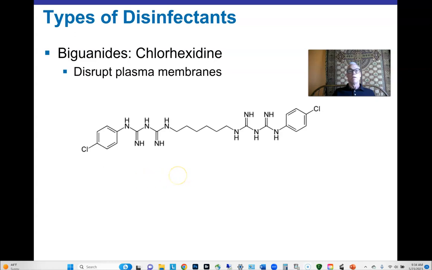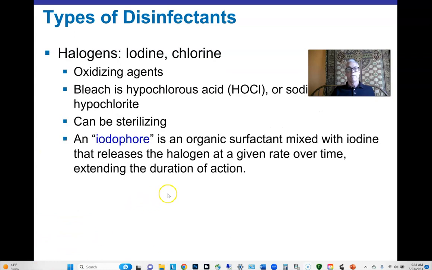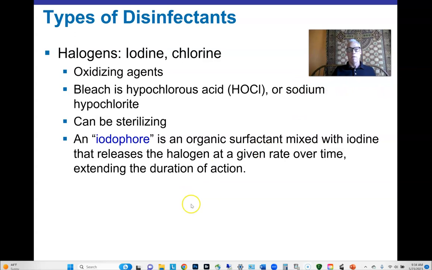Biguanides are another type of disinfectant that's often used to try to limit the amount of microbes present in a certain setting. We want to keep clean for the purposes of bringing in patients or preserving fluids. Halogens, iodine and chlorine are very, very good disinfectants in the right chemical conditions.